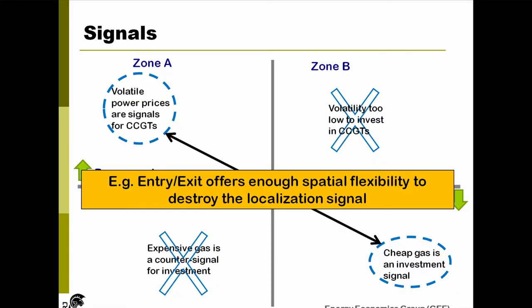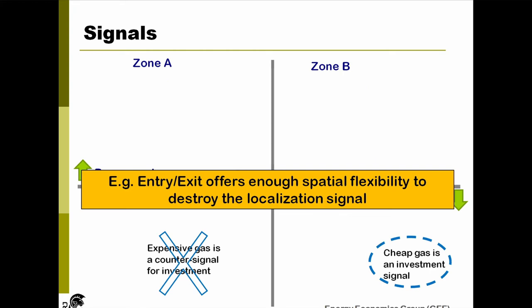Considering the situation we had before, for example, we have a gas system with an entry-exit capacity allocation system that offers enough spatial flexibility to destroy the localization signal coming from the power system. This means that price differences, which are artificial, are strong enough to be higher than the signals coming from the power system. So we are deciding on the investment of gas turbines according to an artificial signal, a signal defined by regulation, hiding the signals that were coming from the power market.